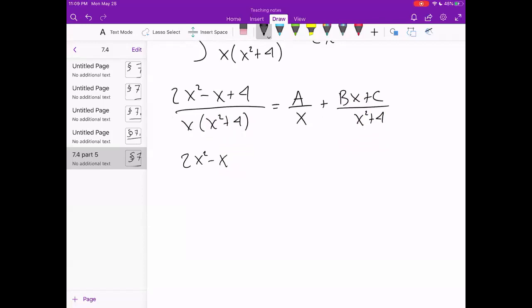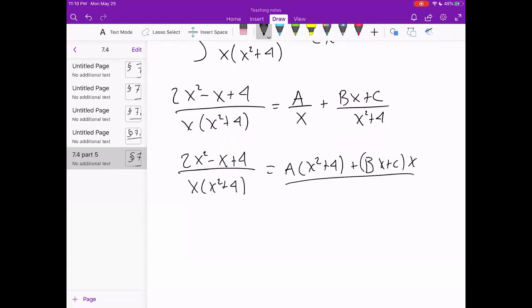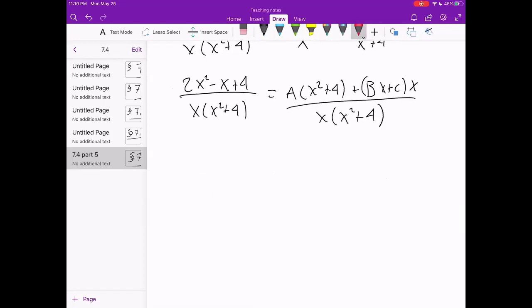I'm going to put the right-hand side over a common denominator. If I do that, I'm going to get a times x squared plus 4, plus bx plus c times x. The common denominator is already given to us on the left-hand side. That's what I'm trying to get there. So I'm going to have x times x squared plus 4. And now because my denominators are the same, I can multiply them over. They cancel out. We'll be left with 2x squared minus x plus 4 is equal to, I'm going to go ahead and expand the right-hand side, get ax squared plus 4a plus bx squared plus cx.